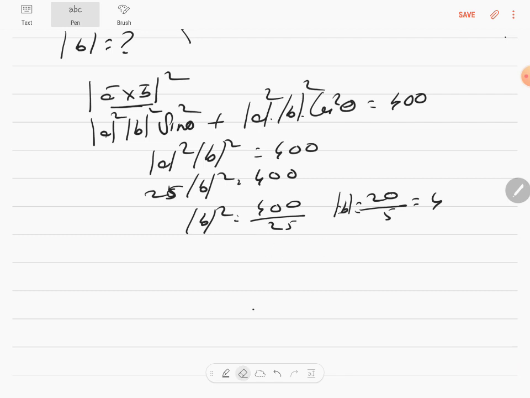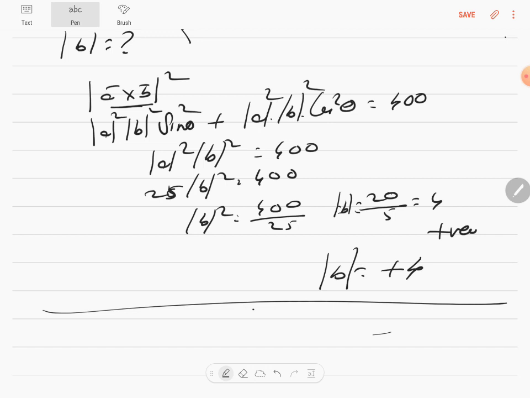And shouldn't it be plus or minus? Plus or minus, because minus 2 whole square is also 4. But having said that, magnitude means it has to be only positive. Magnitude means length. I told you what is the magnitude of the radius, means length. Can length be negative? So wherever they ask you magnitude, it will never be negative. So you have to write only a plus 4. These are the small key things that you have to notice.